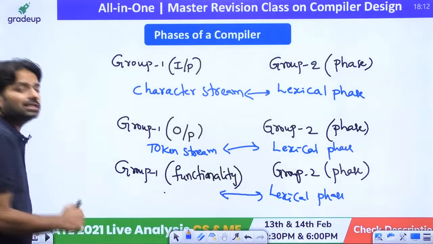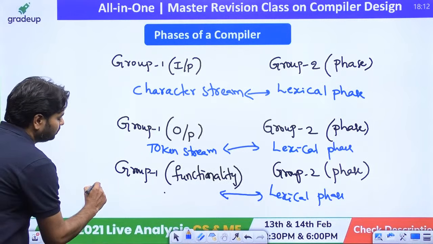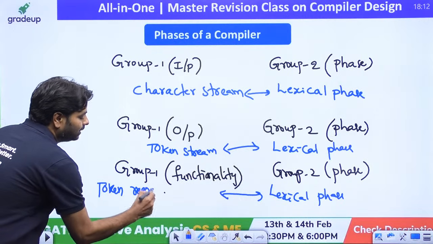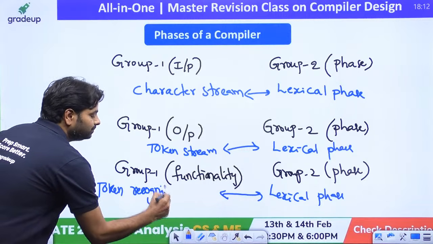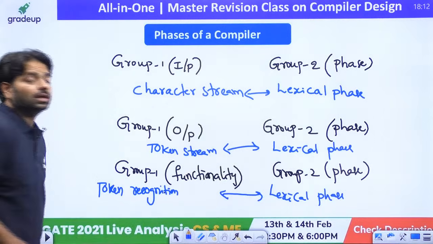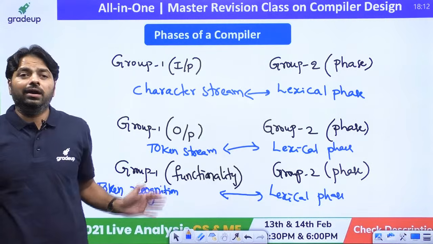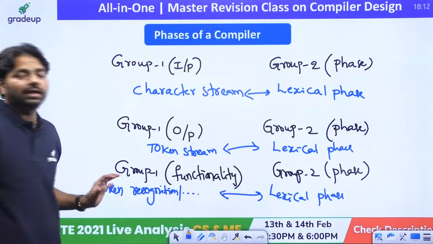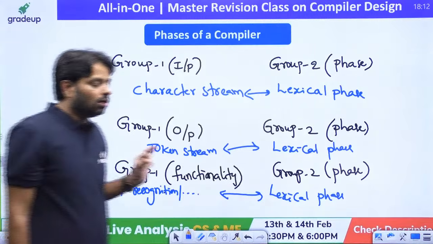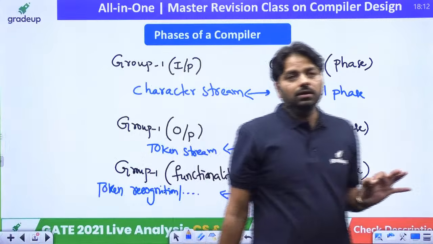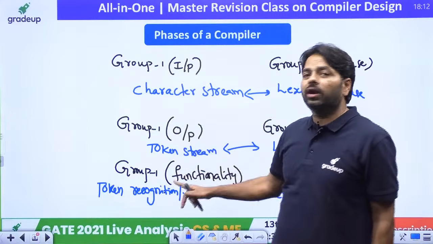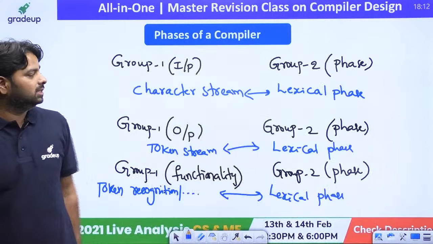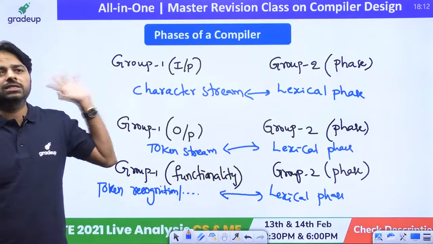Here, recognizing the token, token recognition, or token generators, whatever it is, or comment recognizing or ignoring comments. So many functionalities here. I'm not writing all of them. So depending on the intention, the group 1 statement is going to change. Everybody clear? This is one predictable question from the phases of compiler.